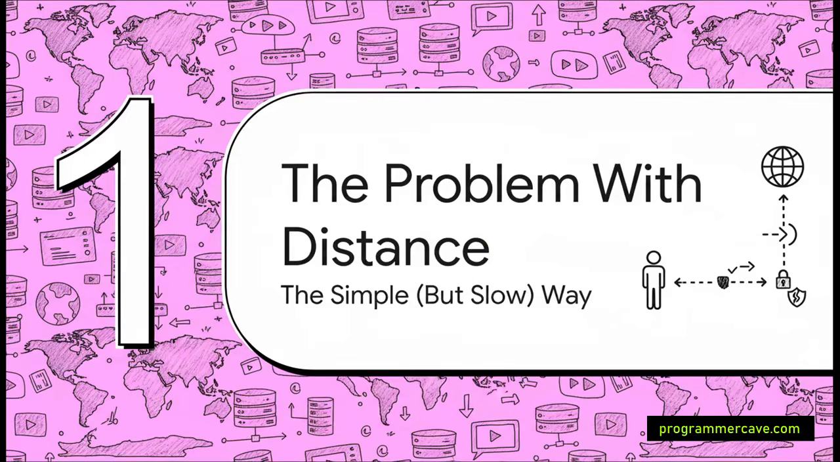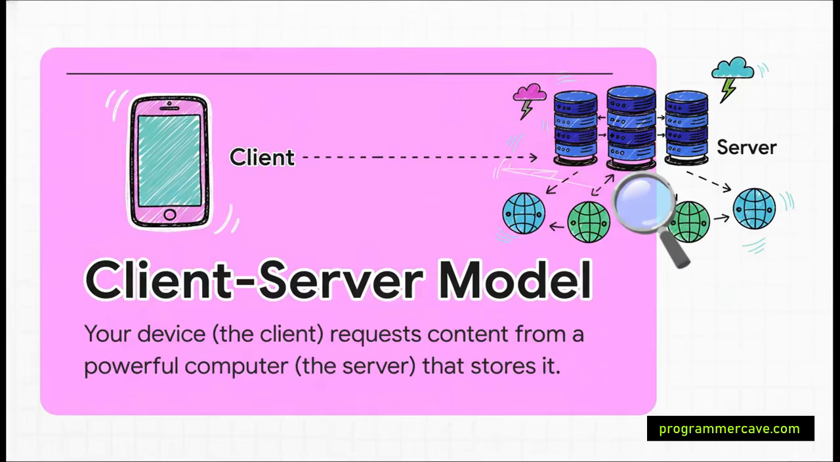All right, so to really get the solution, we've got to understand the problem first. Let's rewind and start with the absolute basics, the most fundamental way the internet works. At its heart, the internet is built on this super simple idea, the client-server model. Your phone, your laptop, that's the client. It makes a request for something, like a video. And somewhere out there, a big, powerful computer is the server. It holds the files and, you guessed it, serves them back.